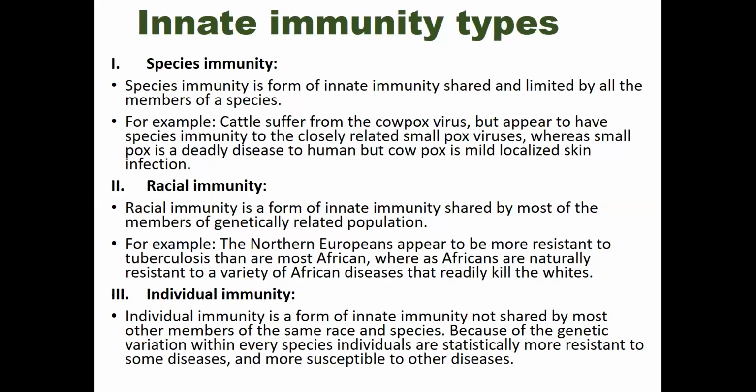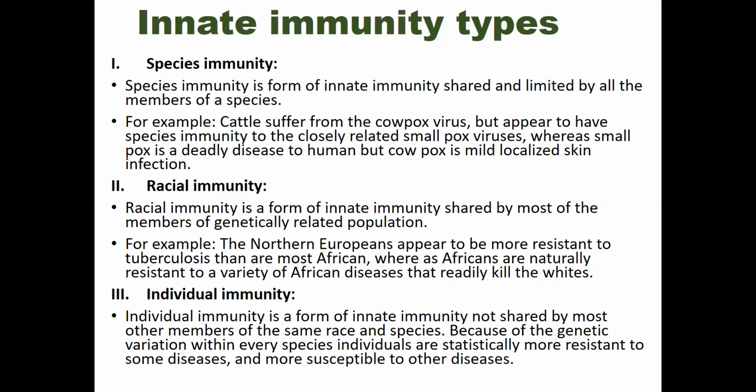Because of their different environment, different habits, different genetic constitutions, their immunity is also different. Okay, so this type of immune difference is called the racial immunity. Like the northern Europeans appear to be more resistant to tuberculosis than most of the Africans, whereas Africans are naturally resistant to a variety of diseases that readily kill those whites, meaning here the Europeans or Americans.